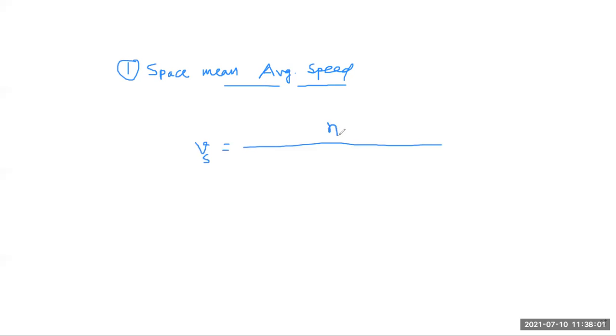n divided by 1 by V1 plus 1 by V2 plus 1 by V3 plus dot dot dot plus 1 by Vn.